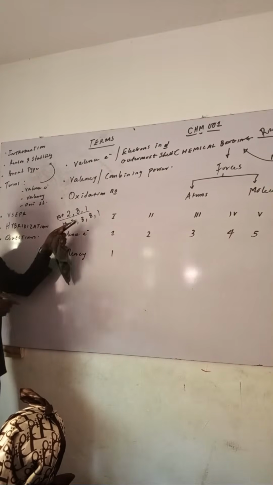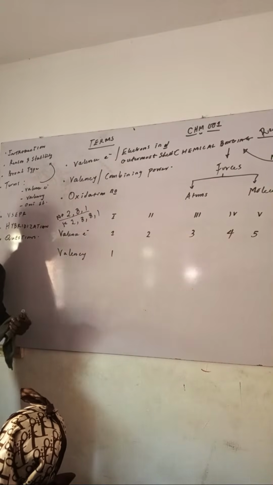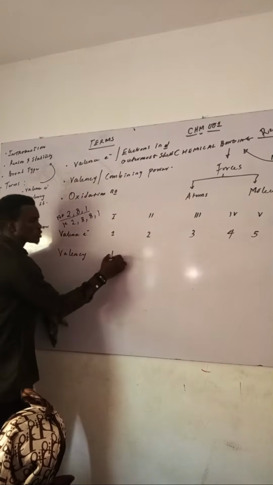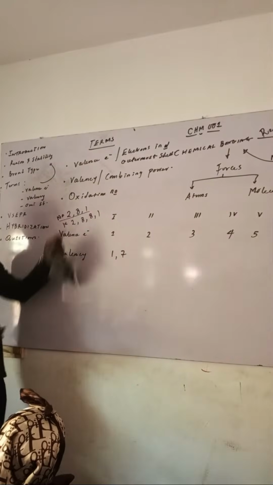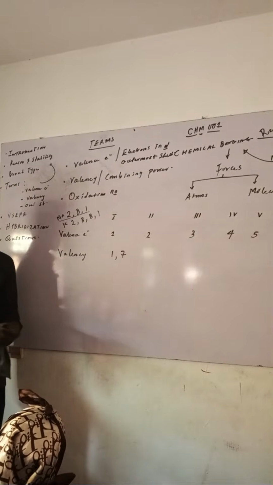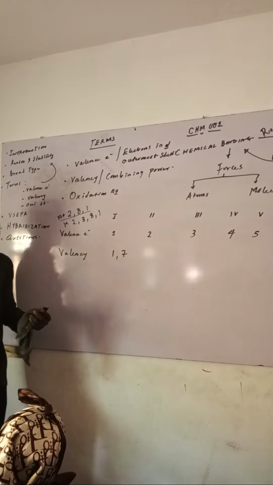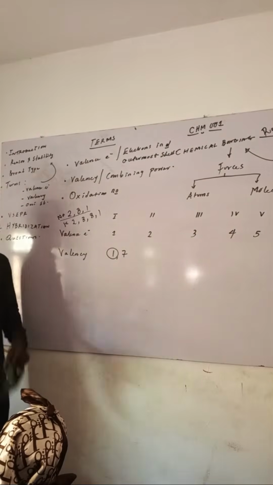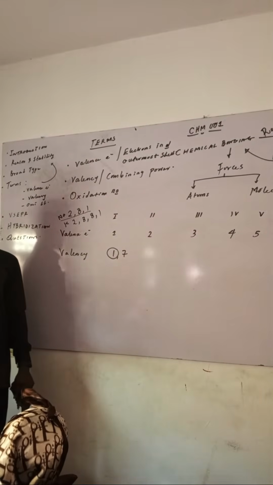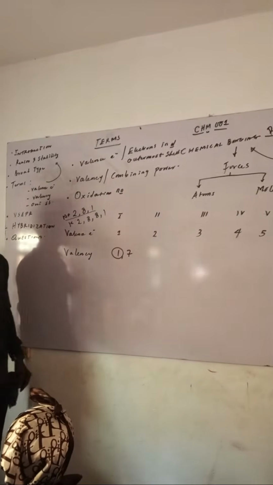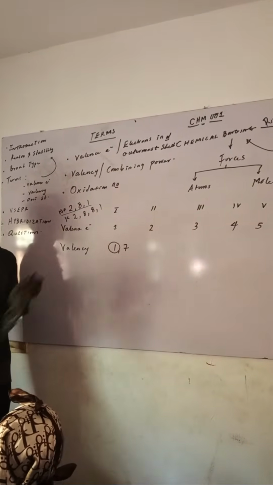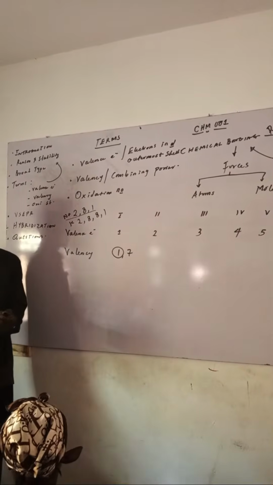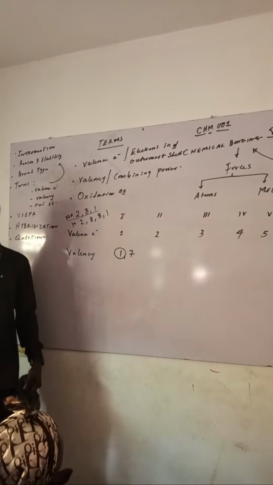It can lose 1 and it can also accept 7. Abi, but do you think sodium will ever want to accept 7? It all depends on the condition. But the one it will want to use is 1. So we'll circle that. Do you get that? So that means the combining power for sodium can be 1 and 7. I hope you are getting my point clear.